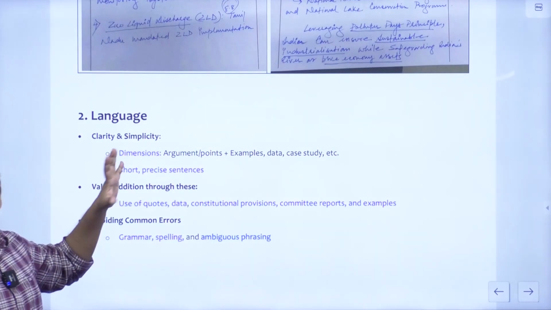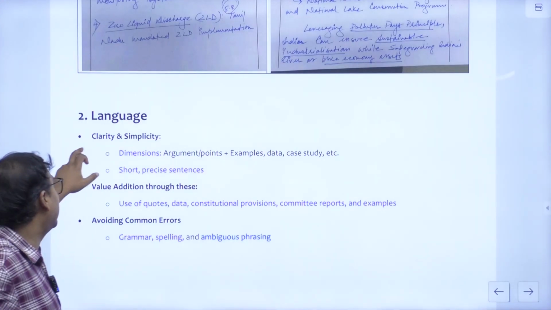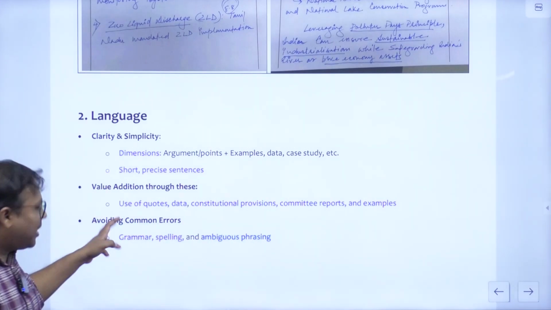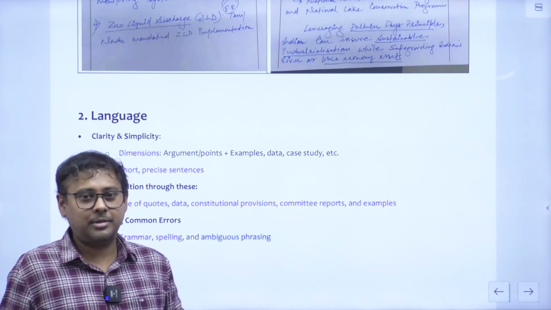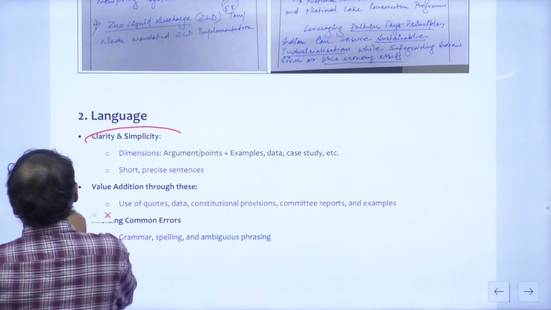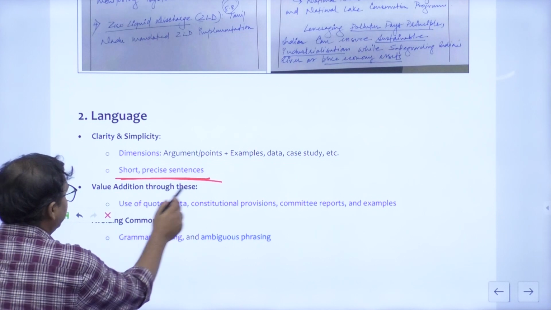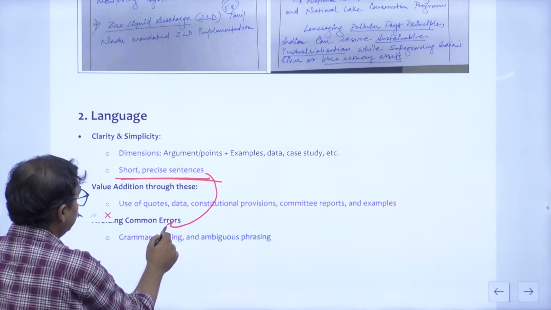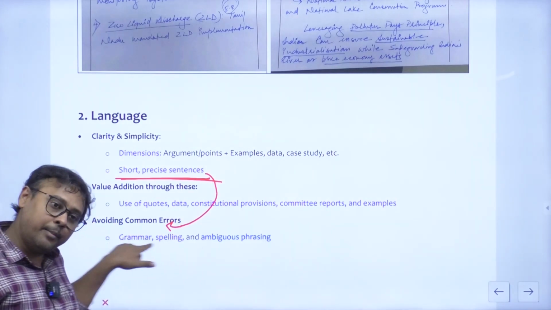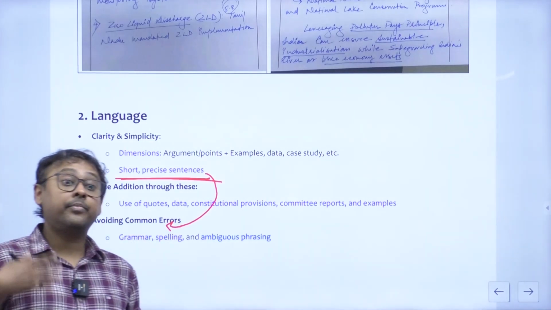So language is again a part of how your script should look. It should be clearly and simply communicated. You have to value add through this and try to not make grammatical mistakes, right? Because if you write short and precise sentences, then invariably you will reduce errors. You agree, right? ज़्यादा लिखोगे तो you will commit more errors. If you write less, be short, precise, and that we have to practice.